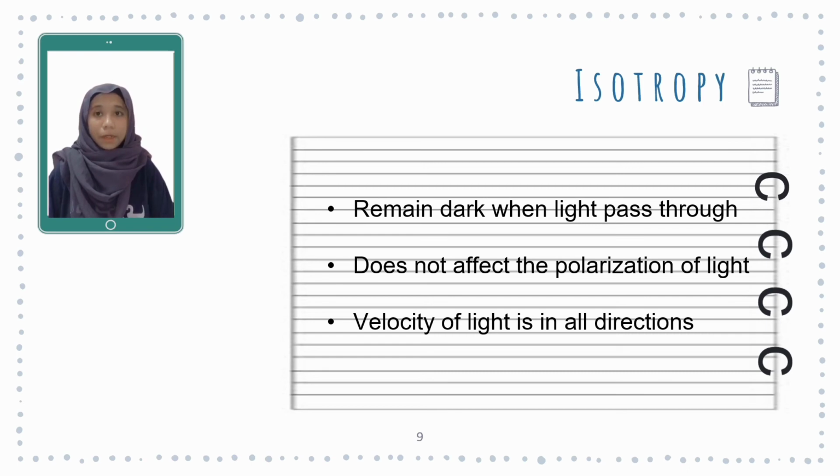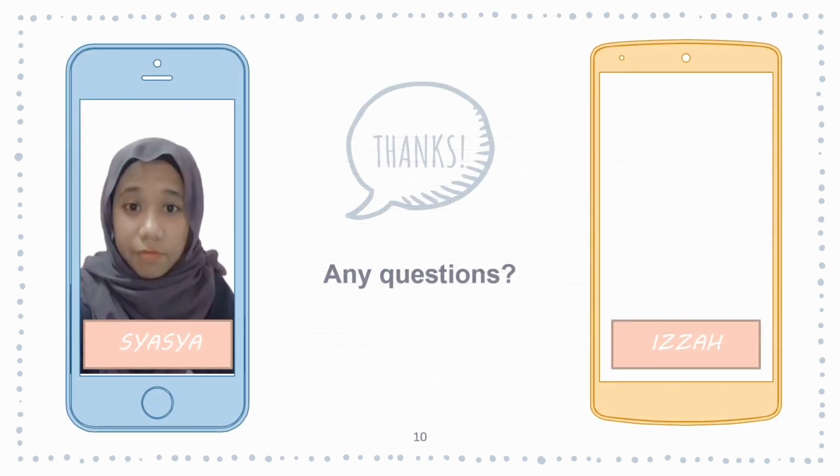An isotropic mineral can appear or remain dark when light passes through it. The uniform structure of the mineral blocks the light from all directions. In addition, light does not affect the mineral's polarization or the direction of the light. The velocity of light is the same in all directions, and the index of refraction is the same everywhere.